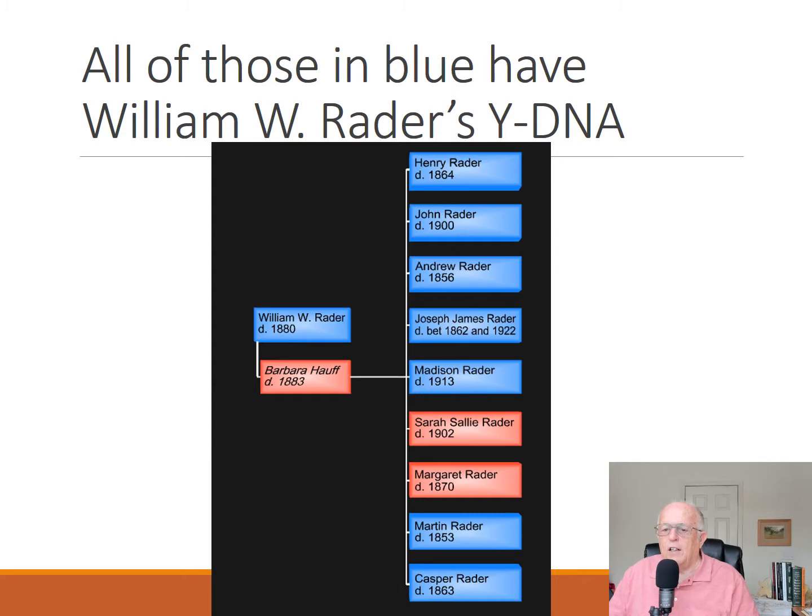And again, here's William and Barbara. They had this whole passel full of kids, the blue all being boys, and you'll notice that all of those boys will have William Rader's Y chromosome.